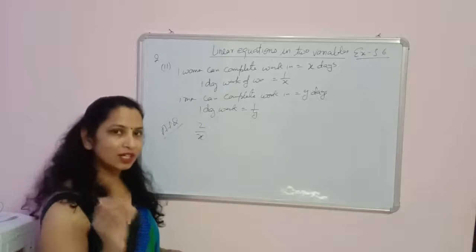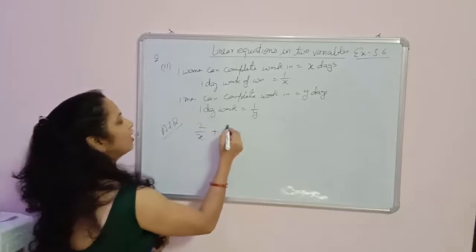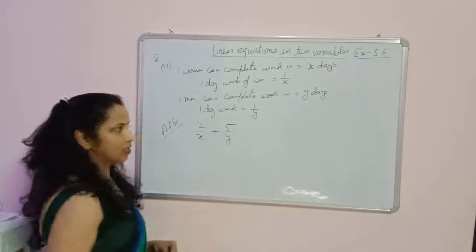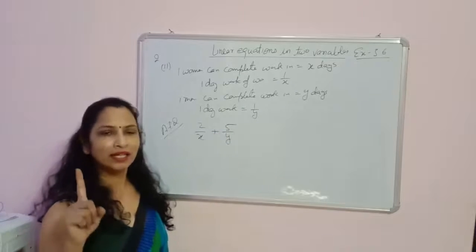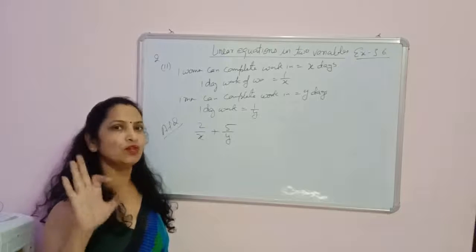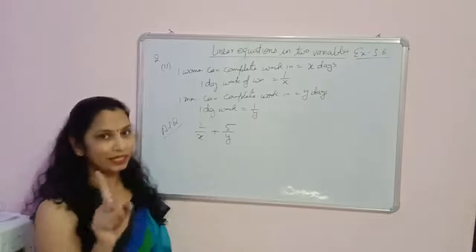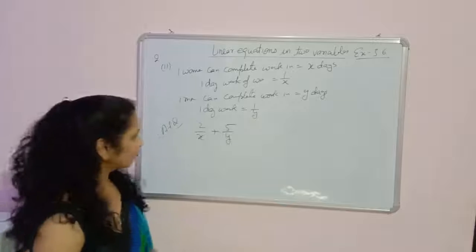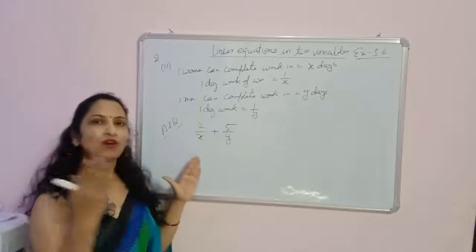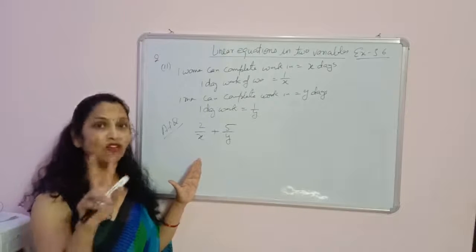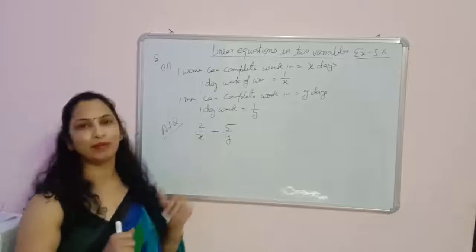And 5 men. So 1 day work of 5 men will be 5 upon 1, since 1 man can do the work in 1 day is equal to 1 upon 1. This is the work, not the days. These are the work. So we add the work of women and men of 1 day. एक दिन का दोनों का काम हमने ऐड कर दिया.